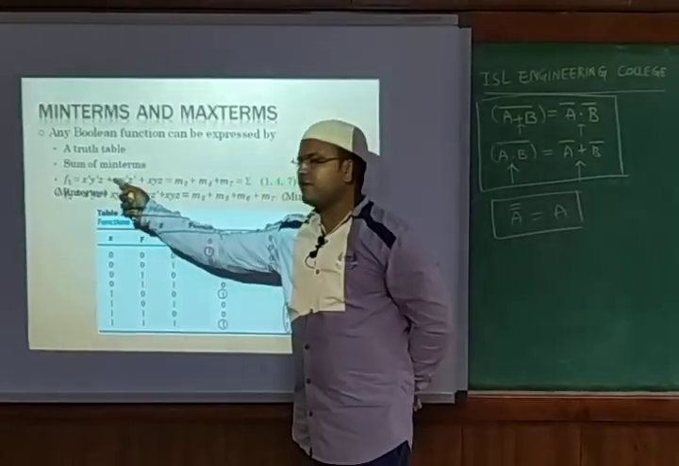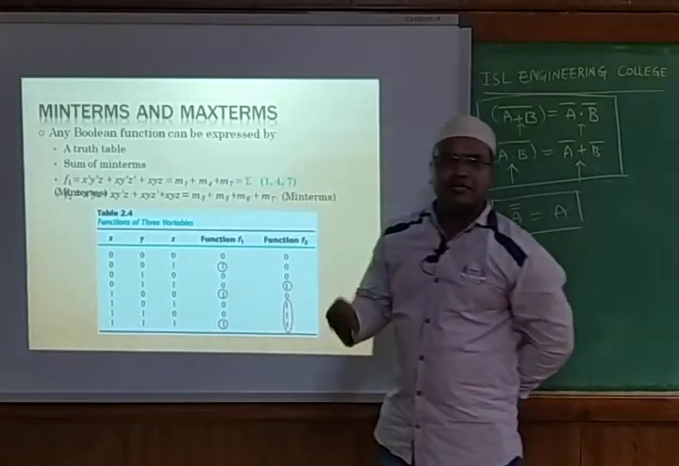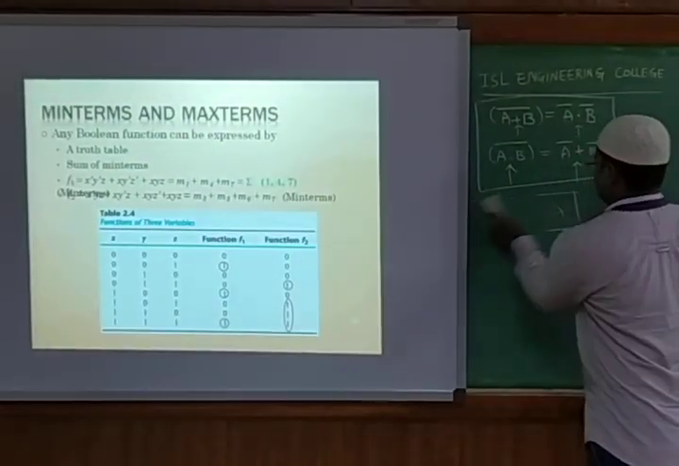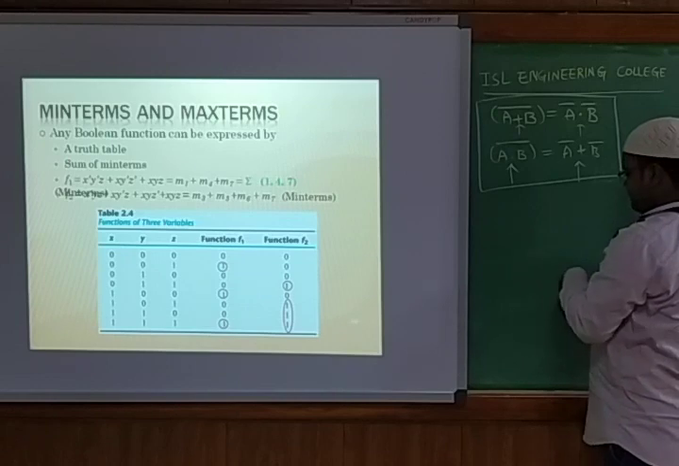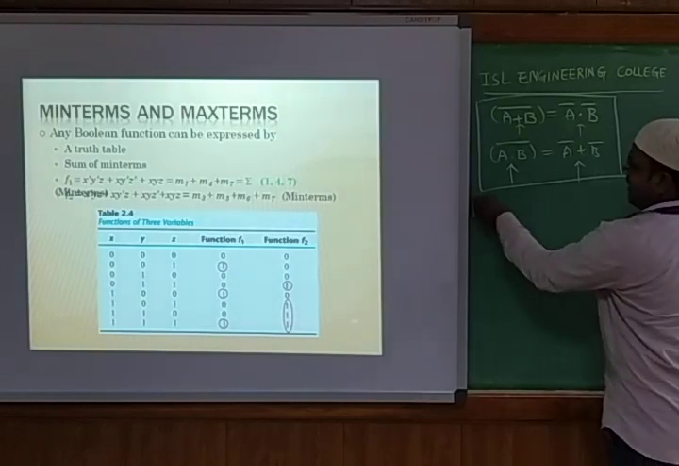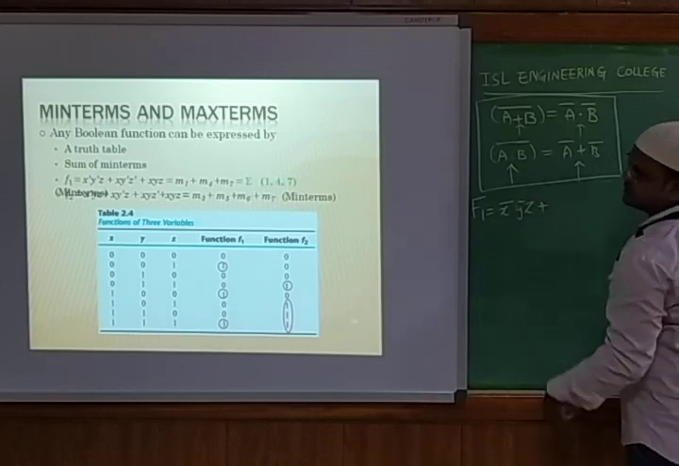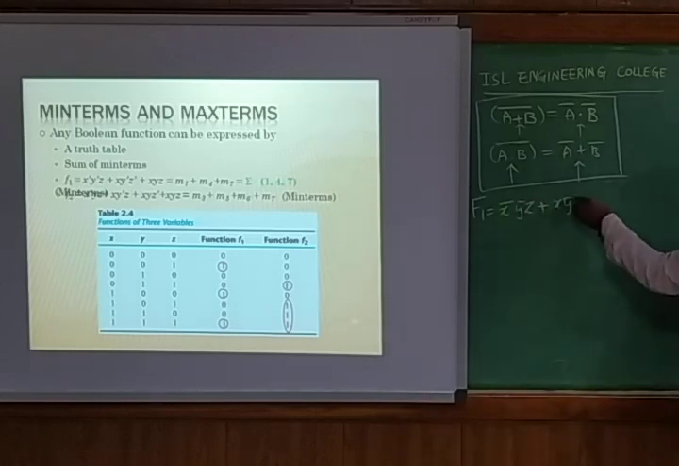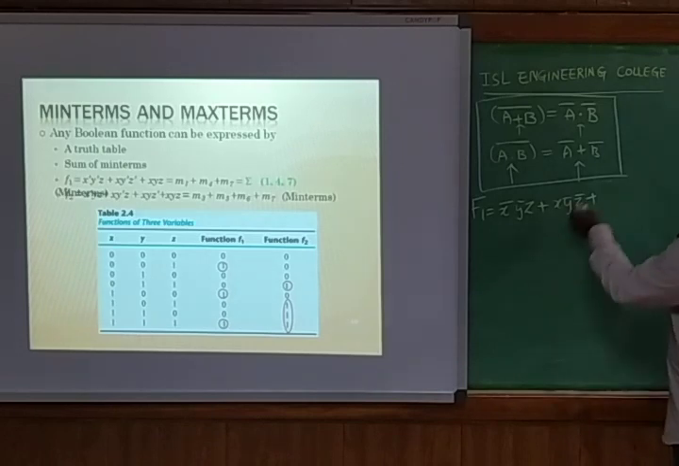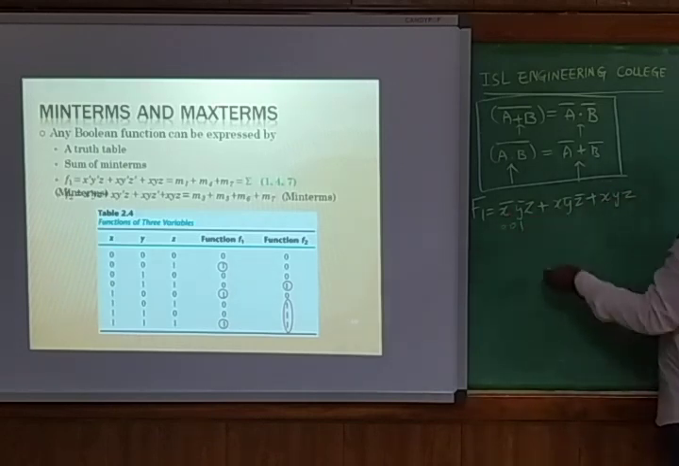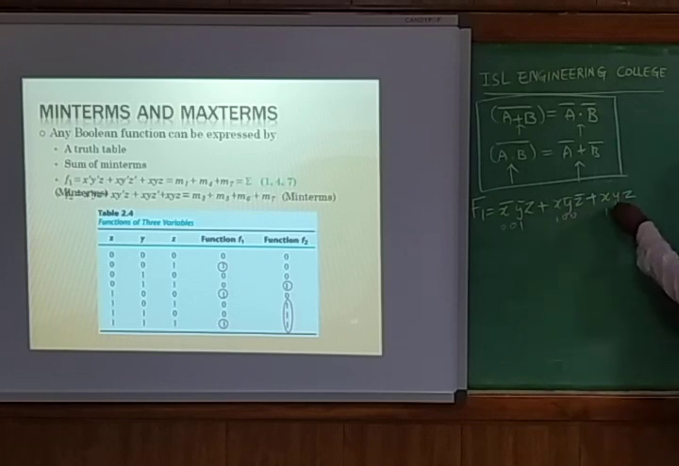So what is x bar y bar z? What would x bar y bar z be actually? The question they gave is F1 equals x bar y bar z plus x y bar z bar plus x y z. So what is the meaning of this? X bar y bar z means 0 0 1. This is 1 0 0. This is 1 1 1.